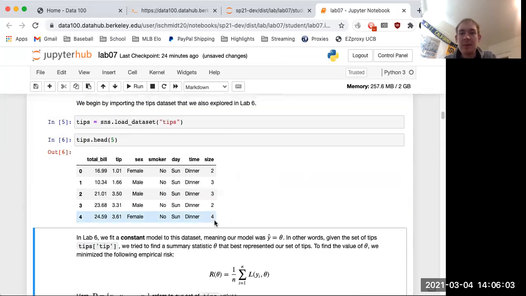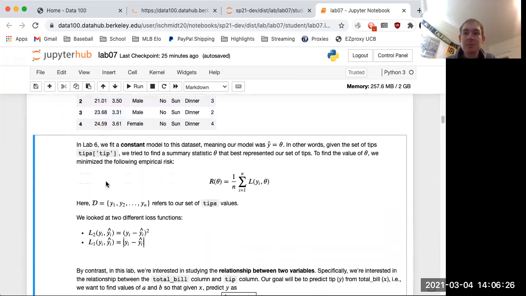This is the same data set from last time. Last time we just looked at the tip column. So we had literally just the tips. We didn't care about any other information. Now we're going to be incorporating some other information, notably total bill. But this data set also has information like the day of the week, whether it was dinner or lunch, the size of the party. But we're just going to be talking about total bill and tip.